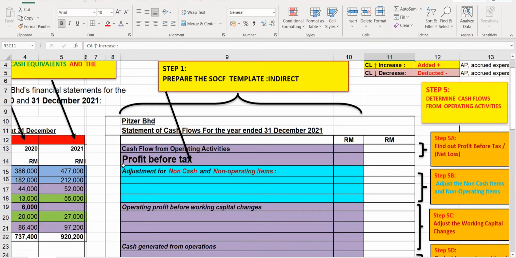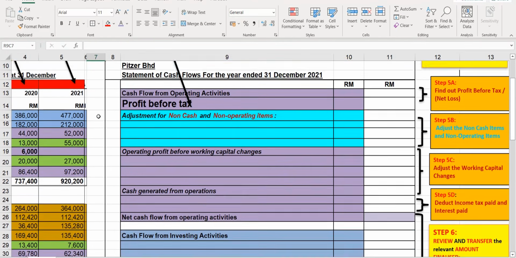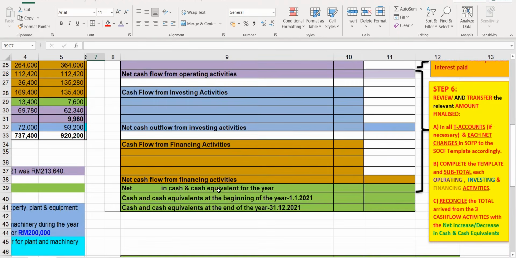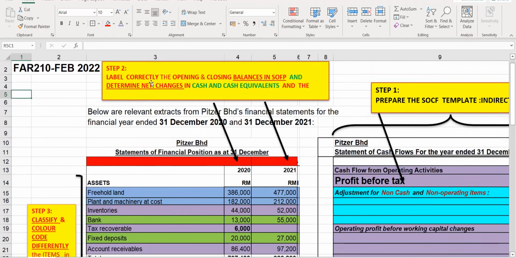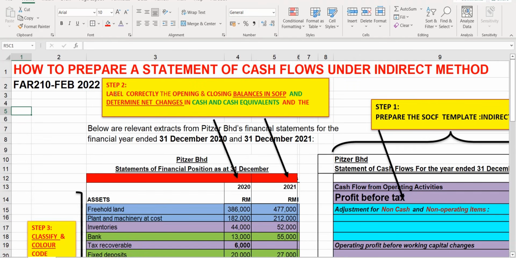After you have prepared the template, you can use the colors that you like, or you can also follow the colors that I have chosen. The second step is to label correctly the opening and closing balances in the statement of financial position given. It is peculiar that whenever you see the statement of financial position being given, maybe together with the statement of changes in equity, you are likely to be asked to prepare the statement of cash flow using the indirect method. So start by labeling the balances in the SOFP correctly.